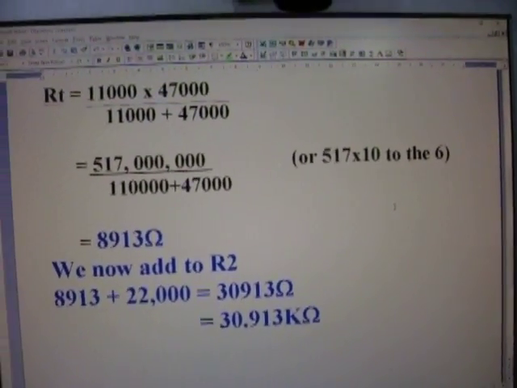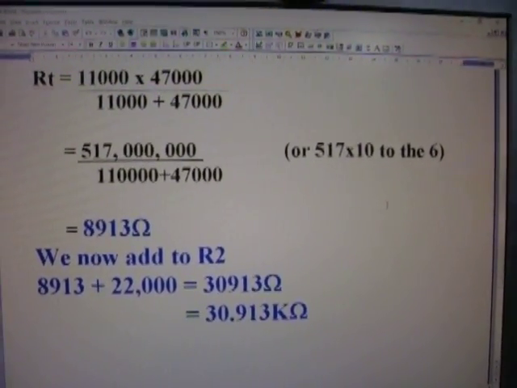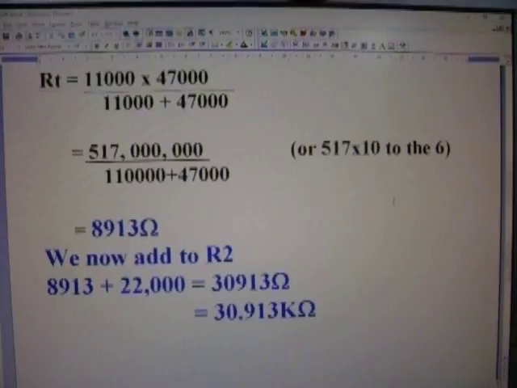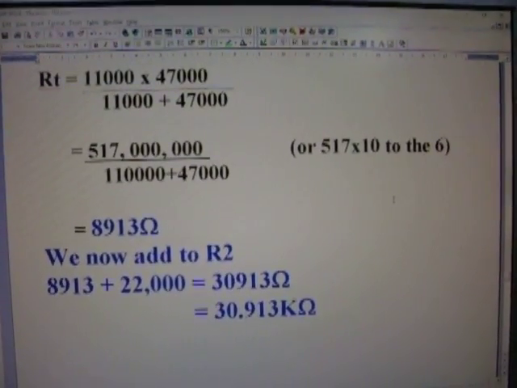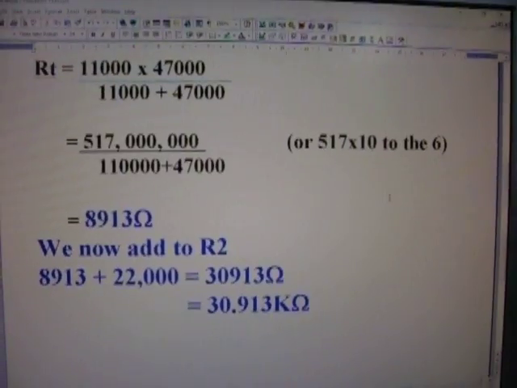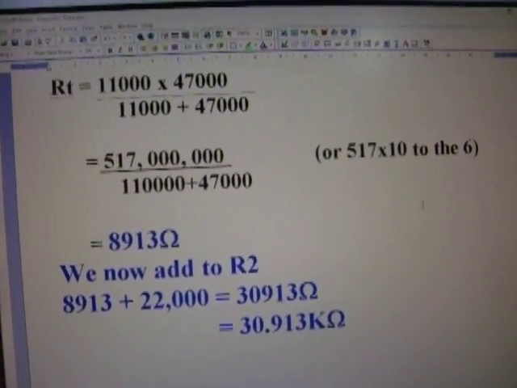Now remember, when you're dealing with large values, you must put these values into what's called standard form. If you don't know what standard form is, look it up. Ask your lecturer. It is the 1 to the power of 6 or 2 to the power of 4, etc., etc. Okay?